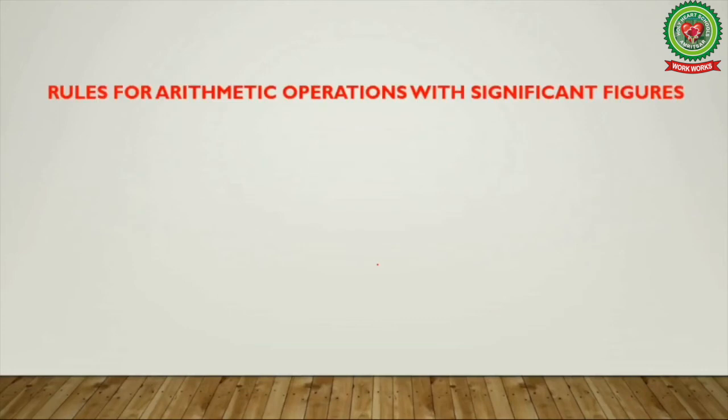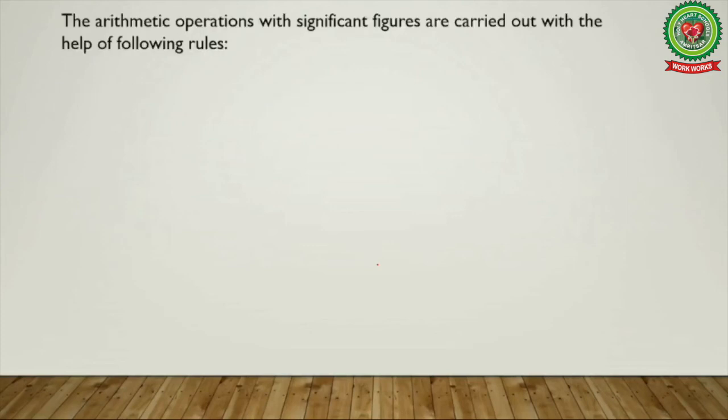Okay. Now next is rules for arithmetic operation with significant figures. How many arithmetic operations do you know? The simple arithmetic operations which we are dealing with in case of significant figures are addition, subtraction, multiplication and division. Before going further, keep one thing in your mind. The rules of significant figures are the same in addition and subtraction, and the same rules are obeyed in multiplication and division. Let's see. First of all, addition and subtraction.